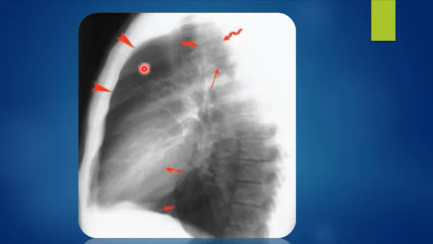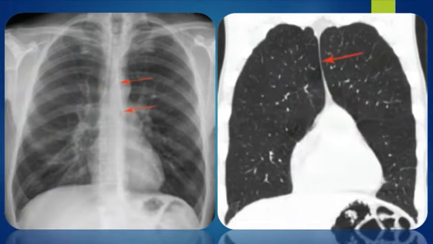This is the retrosternal space, and this is the retrotracheal triangle, which is bordered by the posterior surface of the trachea, the anterior surface of the spine, and the aortic arch inferiorly. And we have the retrocardiac space. Talking about the anterior junction line, it is seen as a thin line on the CT and through the spine.